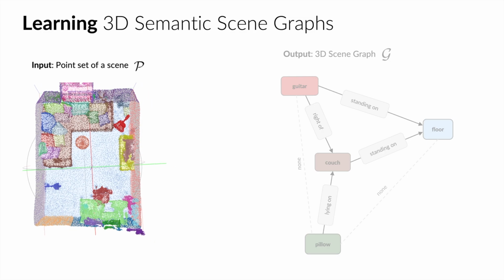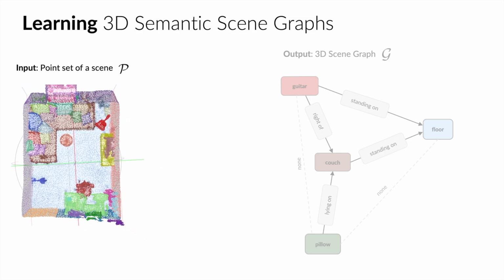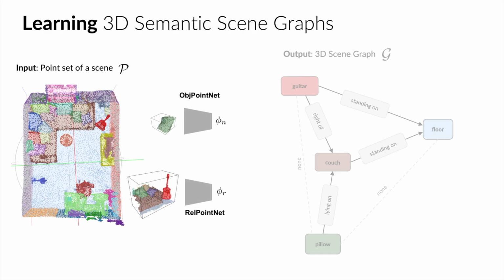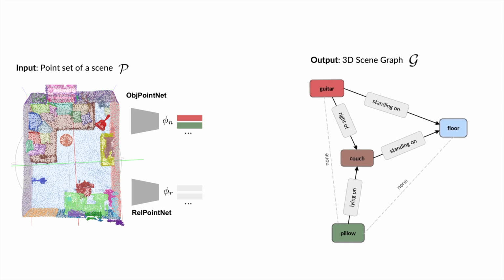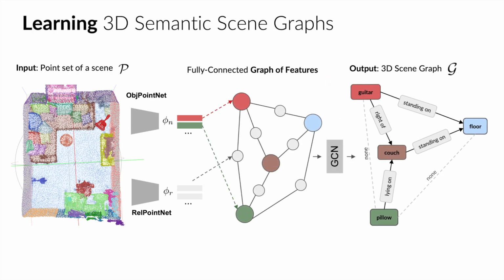For this, our method extracts the point cloud for each object segment, as well as the points of the joint bounding box. These are processed with two different point networks to produce point features for the nodes and relationship features for the edges. These features are then further processed with a GCN to predict the 3D scene graph with node and edge labels.